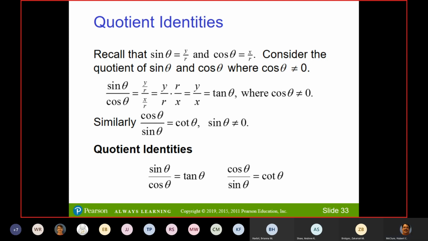Okay? So sine over cosine is equal to tangent. Cosine over sine is equal to cotangent. Now that's not hard to remember because the tangent and the cotangent are reciprocals of each other. So it's not that difficult. All you need to remember is sine, cosine, tangent. Sine over cosine is equal to tangent. And then you can just flip them, and that's equal to the cotangent.